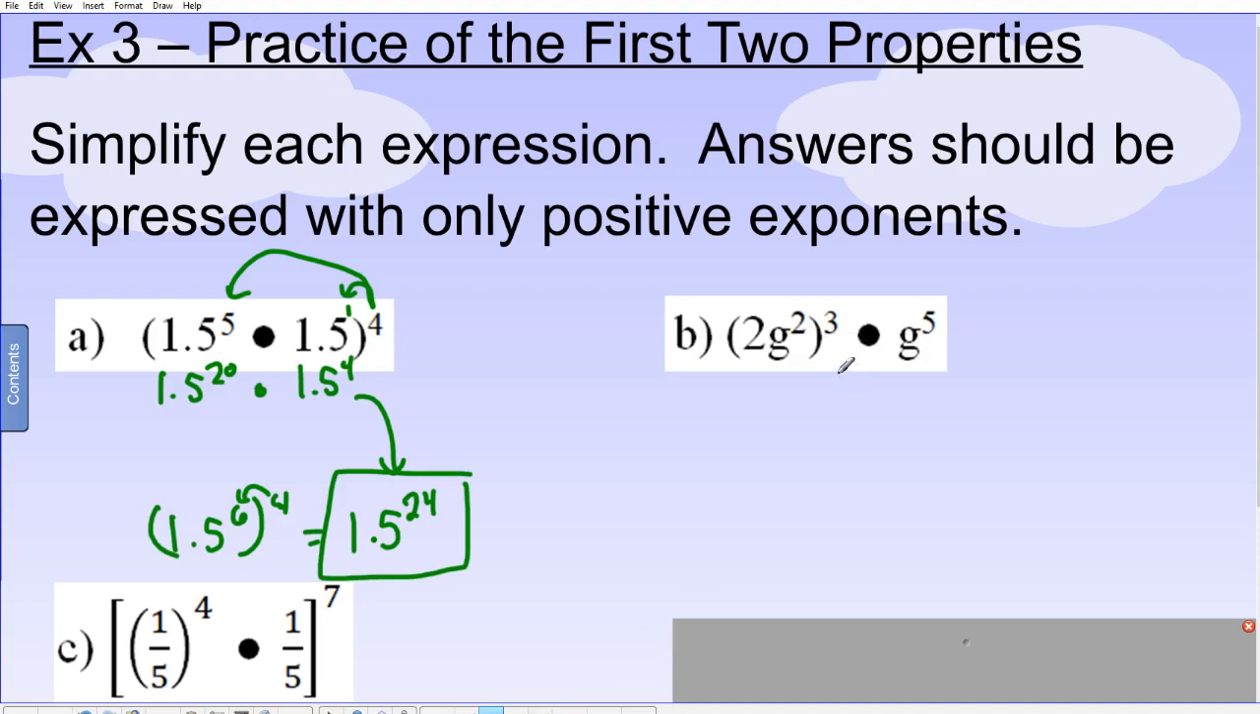So here's what I'm seeing. The very first thing I see is parentheses. I want to get rid of them. So I'm going to start by distributing my exponents. So this 3 times this exponent becomes g to the 6th power. This 3 times this exponent, what's the exponent here? This 2 has an exponent of 1. Don't see it? It's the first power. So that becomes 2 to the third power. 3 times 1 is 3.